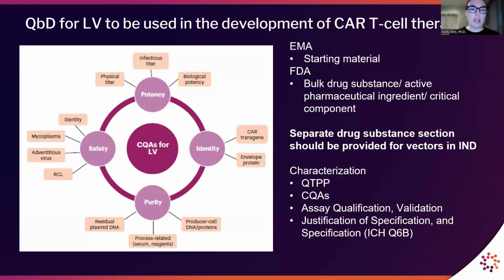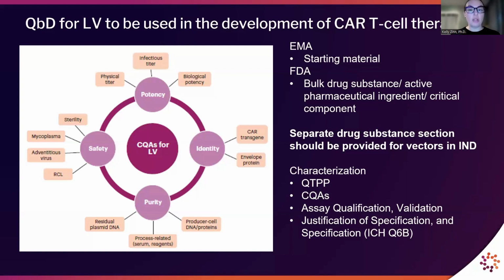And to enable successful product testing and characterization, a quality by design approach should also be employed for lentiviral vector drug substance. And so in early development, the vector quality target product profile and associated critical quality attributes should be identified. The QTPP is a prospective summary of the quality characteristics of a drug substance that ideally will be achieved to meet the desired quality. And a QTPP takes into account safety and efficacy.